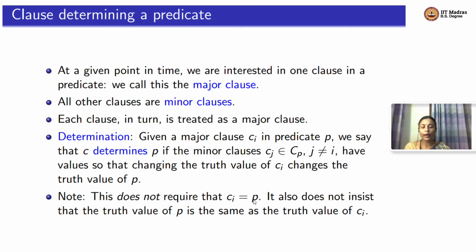This does not require that the major clause that we focus on is the same as P. It doesn't say that. Neither does it say that if the major clause is true, then the predicate will also become true, and if the major clause is false, the predicate will also become false. It doesn't say any of these things. It just says that the minor clauses take true false values such that if the major clause changes from true to false, the truth or falsity of the predicate P will also flip or change. It could be the same as the major clause, or it could flip the truth or falsity of the major clause. We'll see a few more examples.